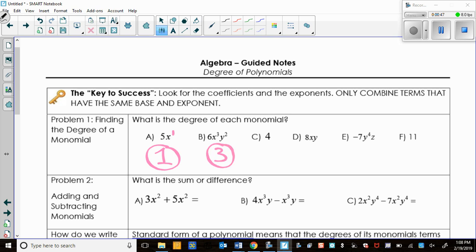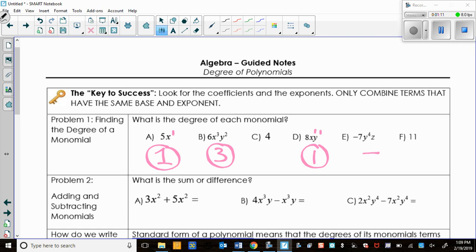We're going to skip over C for a second. I want to go ahead and look at D real quick. I'll go back to C, but 8 times x times y, all of these have a degree of 1, so the highest degree of this monomial is just 1. You're not combining them, you're just trying to find the highest degree.